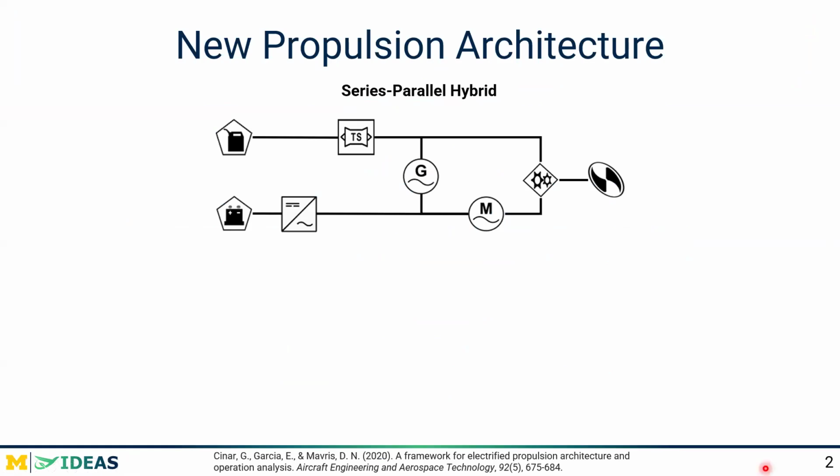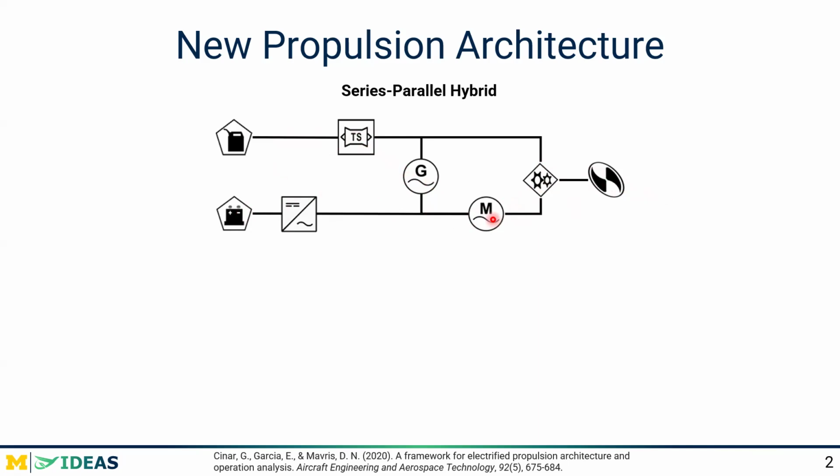If you remember in the last video, we had a parallel architecture which involved the turboshaft connected to a gearbox and fan, as well as an electric motor being connected to that same fan. We also have elements of the series architecture because we also have the turboshaft connected to a generator connected to a motor. So we can see we have a little bit of both architectures going on here, hence the series parallel.